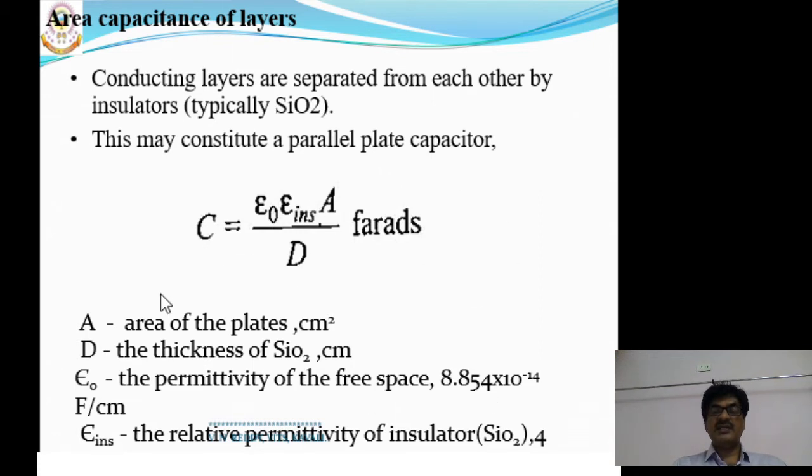Here in this formula, A is the area of the plates, since we are taking the parallel plate capacitor. So A is the area of the plate, D is the thickness of silicon dioxide layer, with reference to our transistors. D is the separation between the plates. Here plates means substrate and the layers. Okay, epsilon is the permittivity of free space, and its value is 8.854 into 10 power minus 14 farad per centimeter, and epsilon of insulator is the relative permittivity of the silicon dioxide layer, which is equal to 4.